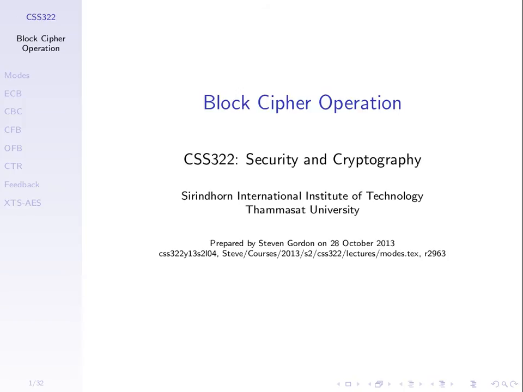Block cipher operation is about how to use our block ciphers like DES, AES and others, but how to apply them to input plaintext which is longer than the block. So our blocks, for example, for DES are 64 bits long, but of course we want to encrypt something which is more than 64 bits. So one obvious approach is to apply DES on each block of input plaintext and get output ciphertext, but there are more advanced and more secure approaches, and that's what this topic is about.